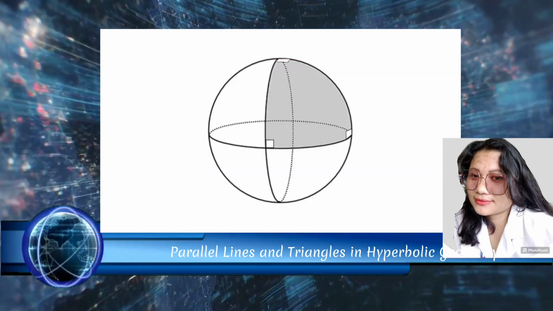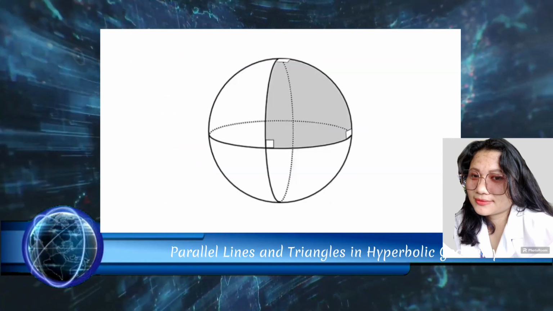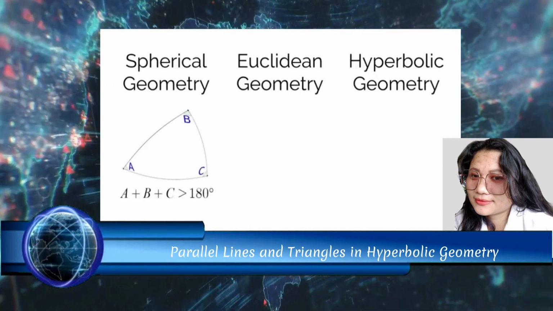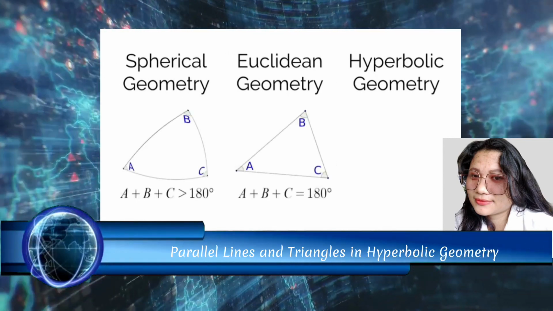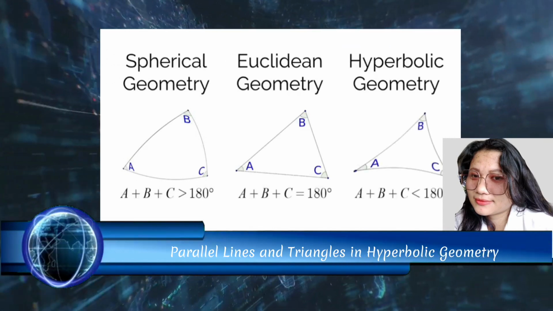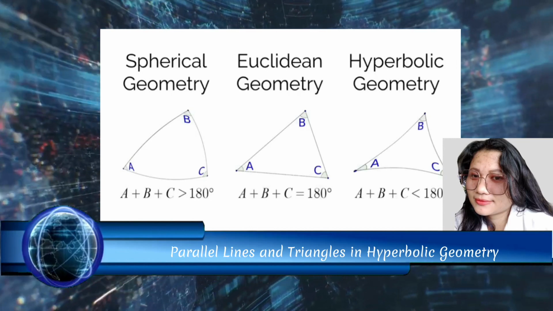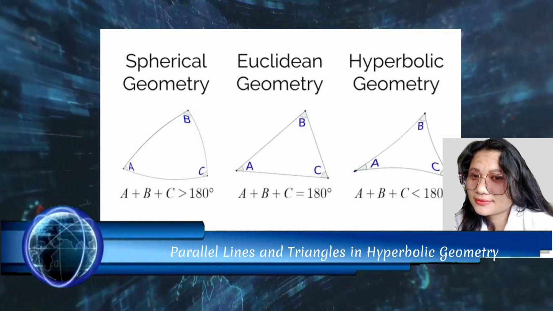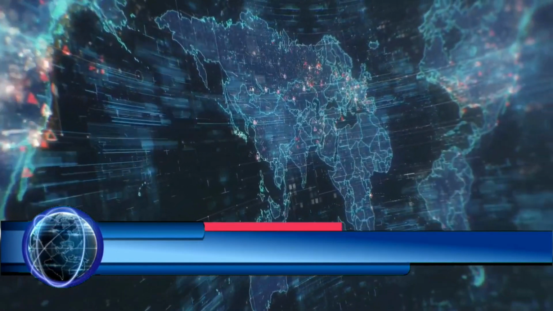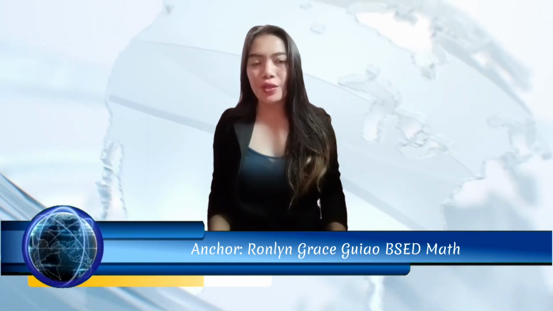The sum of angles in a triangle in Euclidean space is 180 degrees, in spherical it is always greater than 180 degrees, and in hyperbolic geometry it is less than 180 degrees. Rosalinda Aman, Modern Geometry News. Thank you, Miss Rose. What would be the physical effects of hyperbolic geometry in real life? Let's find out with Jerbe Reyes.